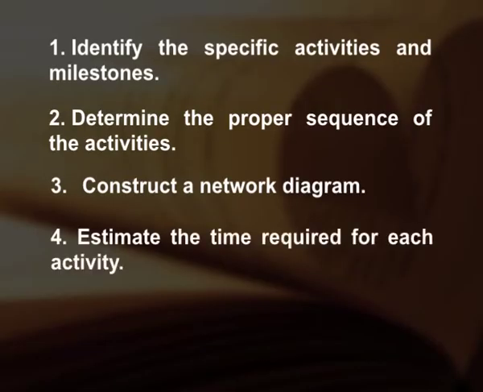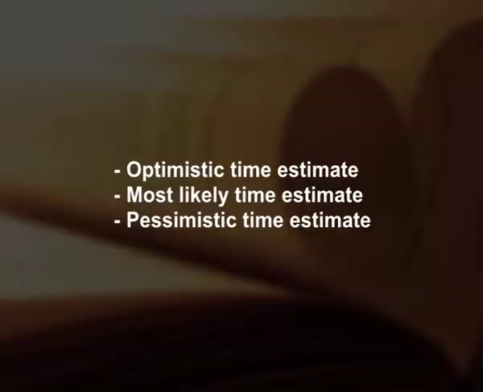Estimate the time required for each activity. Weeks are a commonly used unit of time for activity completion, but any consistent unit of time can be used. A distinguishing feature of PERT is its ability to deal with uncertainty in activity completion time. For each activity, the model usually includes 3 time estimates. They are optimistic time estimate, most likely time estimate, and pessimistic time estimate.